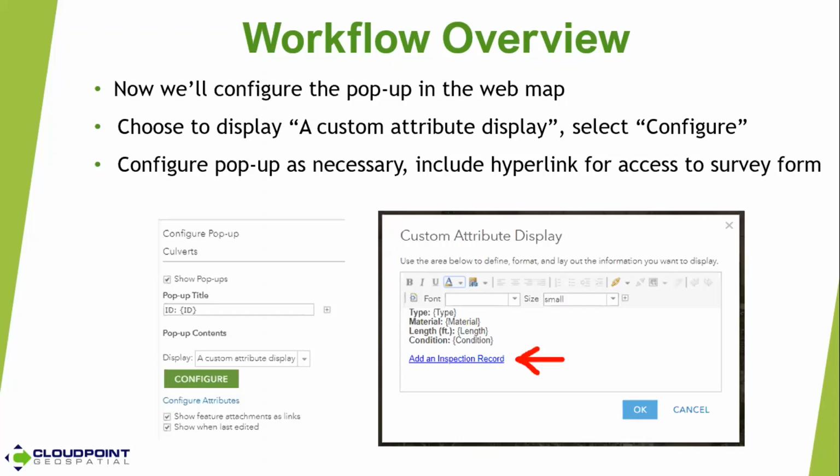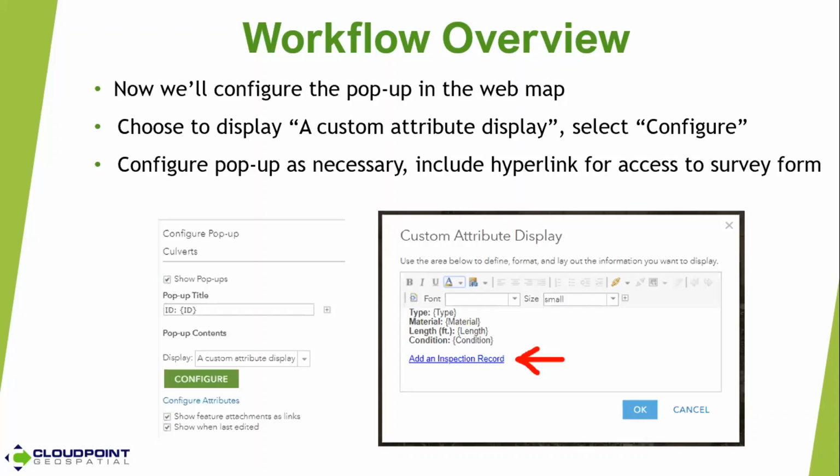Once we've done that, we're going to click on configure. Right underneath that display option is where you can customize or configure your attribute display. In our second screenshot on the right, I've added a few different attributes that we can see at a glance. So when a user selects one of these culverts, they're going to be able to see the type, the material, the length in feet, and the overall condition of the culvert.